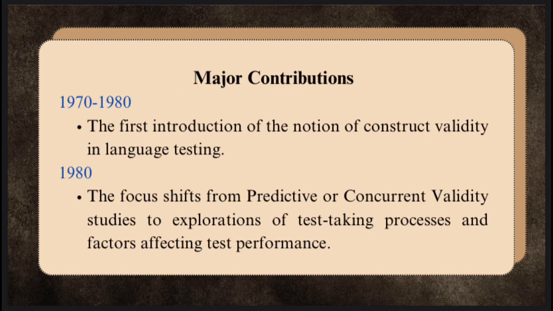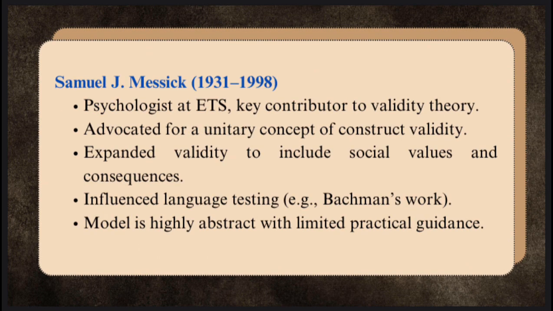Its major contribution between 1970 and 1980 was introducing construct validity in language testing, and in the 1980s the shift moved from predictive or concurrent validity to studying test taking processes and performance factors. Samuel J. Messick, a psychologist at ETS, introduced the unitary concept of construct validity and emphasized the role of social values in test consequences. His work influenced language testing but was criticized for being too abstract with limited practical guidance.